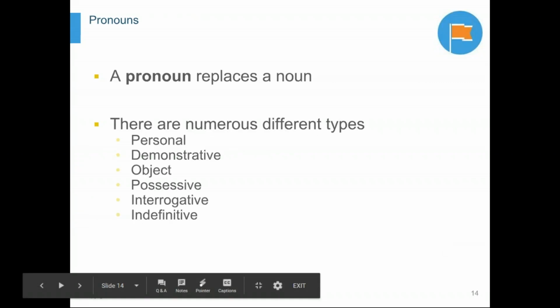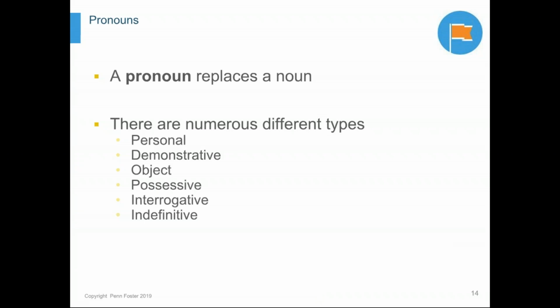Okay, as we move on, the next part of speech here of the 7 will be our discussion on pronouns. And a pronoun is something that replaces a noun. And there are numerous types of pronouns, as you can see on this slide. And we're going to go through each one of them and talk about them in some detail.